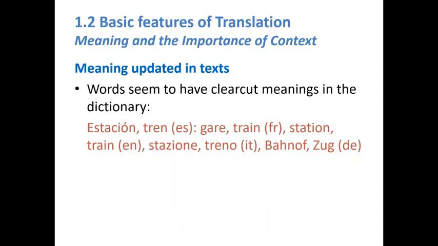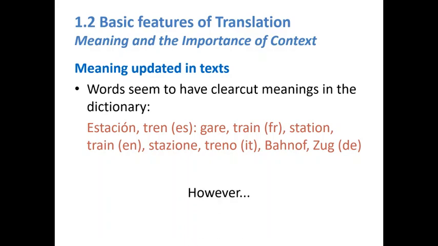So that's one meaning of estación, a station. But we also know that estación also means season of the year. Las estaciones: primavera, verano, otoño, invierno. So knowing that we have these different words and different meanings, we have la gare in French, we have train station in English, we have stazione in Italian, or treno, we have the Bahnhof and Zug in German.